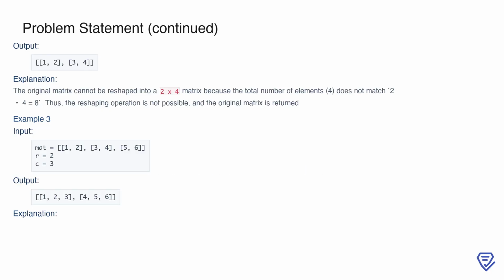Here's another example to illustrate reshaping when the dimensions are compatible. If the input matrix is [[1, 2], [3, 4], [5, 6]], and the desired dimensions are R equals 2 and C equals 3, the reshaping operation is valid. The original matrix has 3 rows and 2 columns, and when flattened row-wise, it gives 1, 2, 3, 4, 5, 6. Rearranging these elements into a matrix with 2 rows and 3 columns results in [[1, 2, 3], [4, 5, 6]]. Because the total number of elements, which is 6, matches the product of R and C, the operation is successful, and the reshaped matrix is returned.